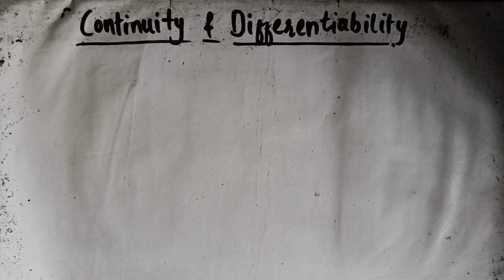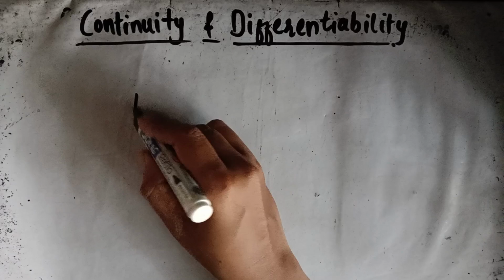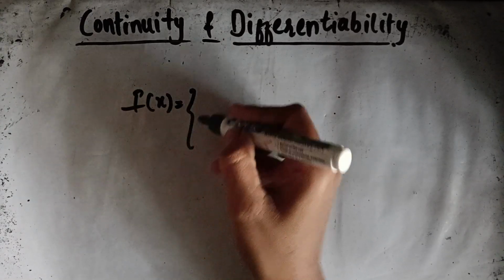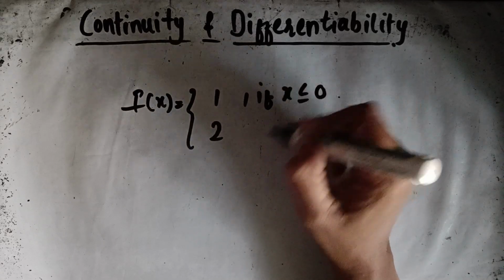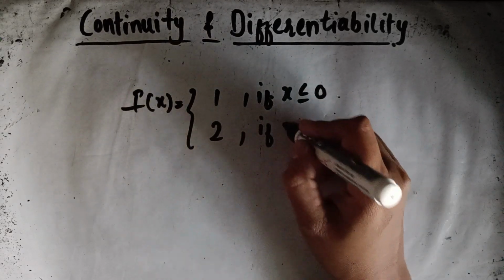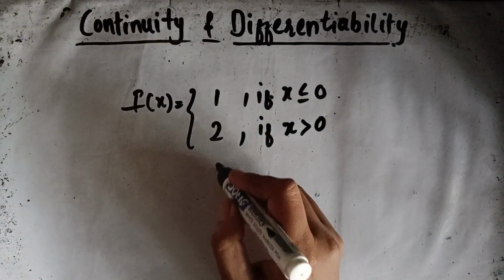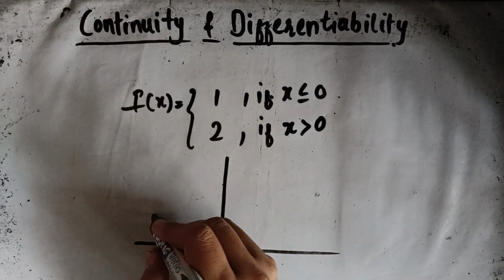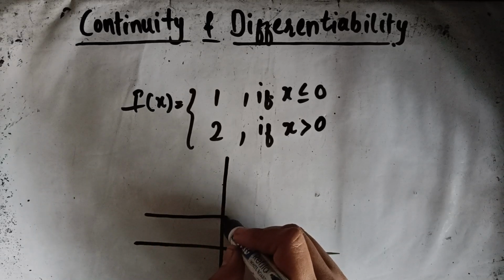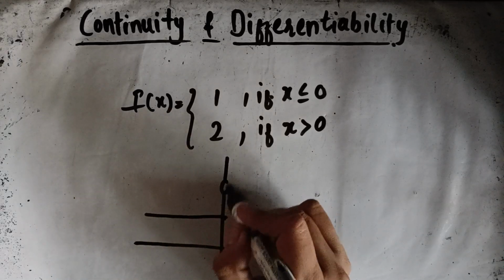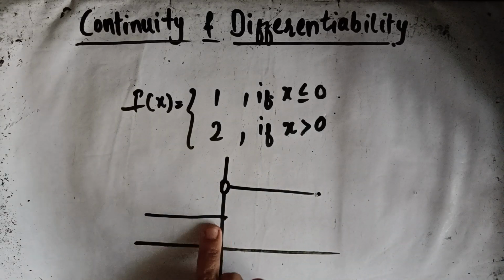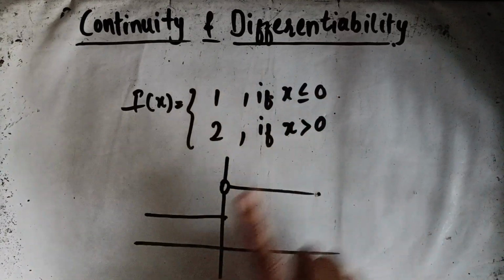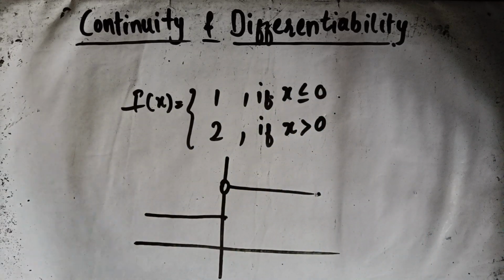There is a function defined in the textbook, that is f of x equal to 1 if x is less than or equal to 0, and 2 if x is greater than 0. And the graph is like this. This is for 1 and this is for 2. For 1, 0 is included, right? For 2, 0 is not included. So this is not a continuous function.